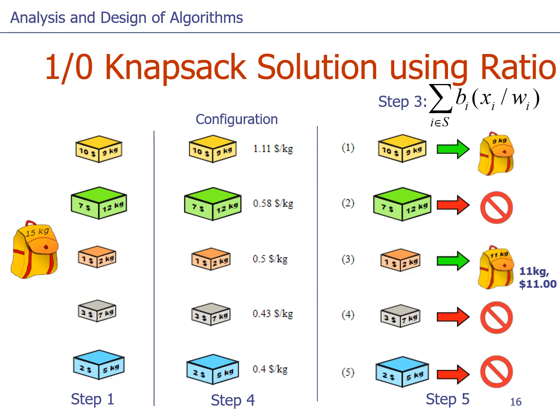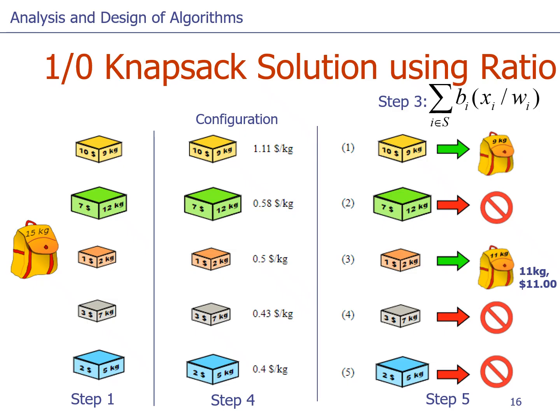We said that our strategy is going to be, we are going to maximize our gain by considering most valuable items first, and we are going to take fractions of each item, so we calculate the value of each unit item, and in this case it's going to be 1 kilo. So I divide the $10 by 9 kilos, I get the information that every kilo is worth $1.11. I divide 7 by 12, I get 0.58, and so on.